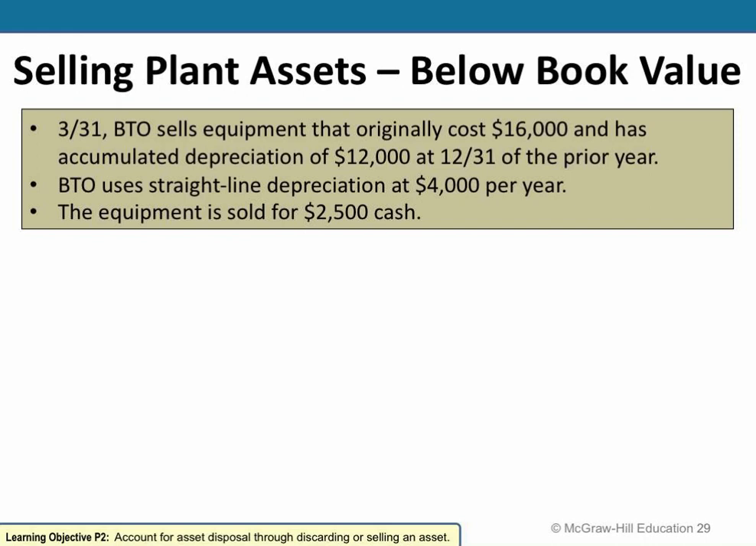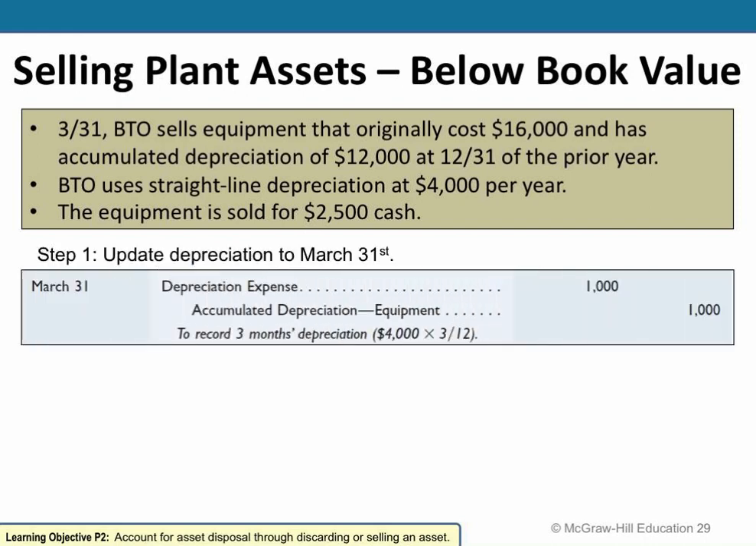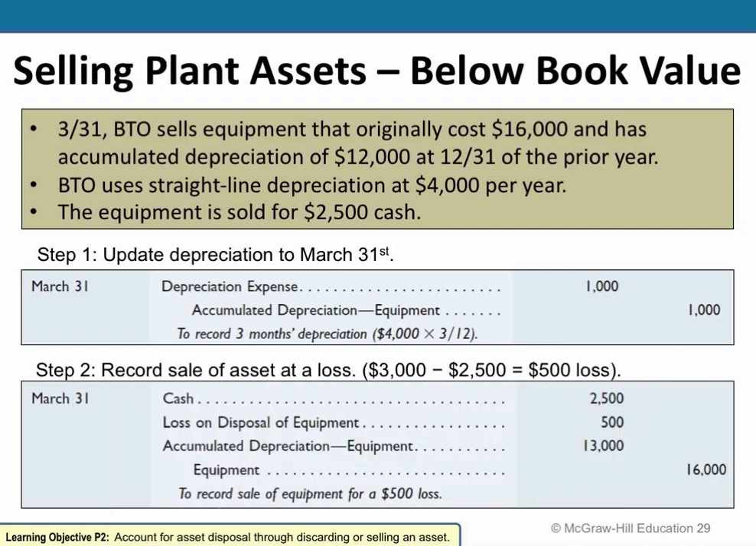With respect to a loss, we're going to just do the converse. So here we've got depreciation taken over time. Here we have carried on our books what we have listed as $3,000 for the net value. We sell it for $2,500 in cash. It's going to feel like a $500 loss. So we're going to list that same $13,000 in accumulated depreciation as the debit. The equipment is a $16,000 credit to take the gross amount off.